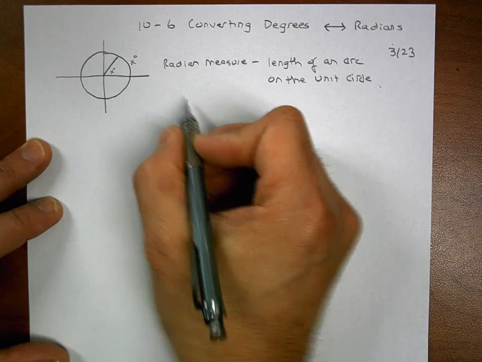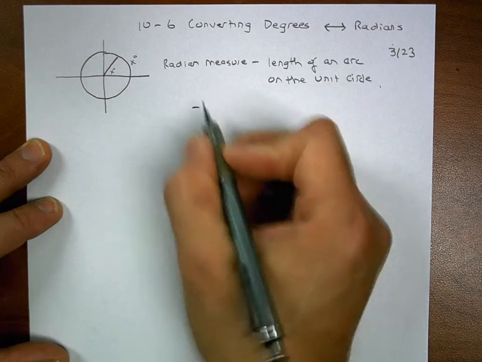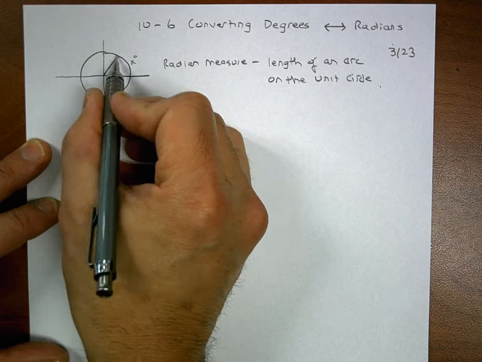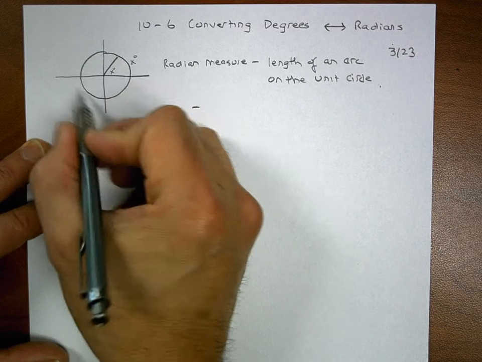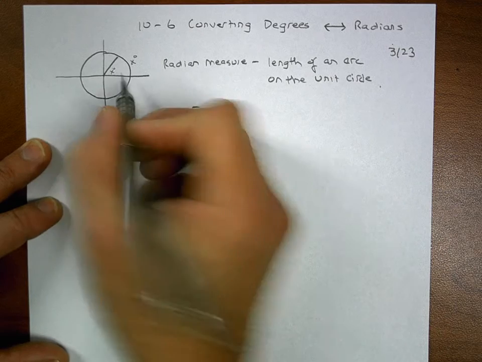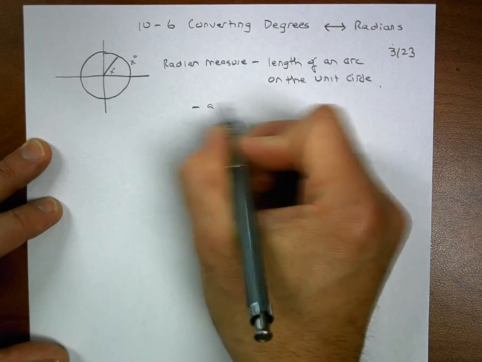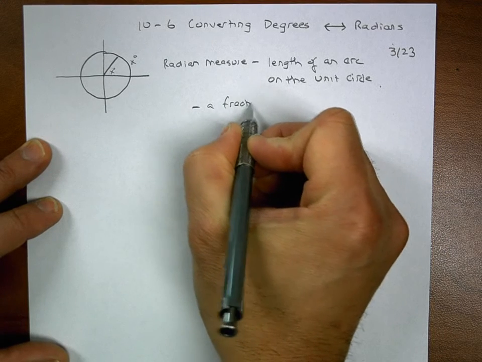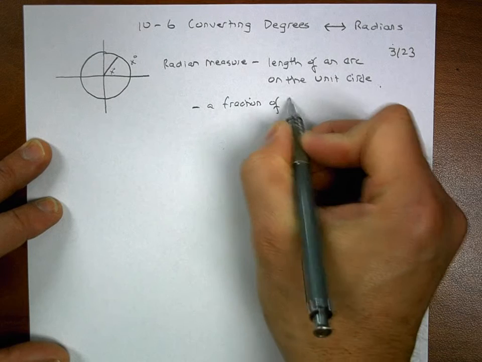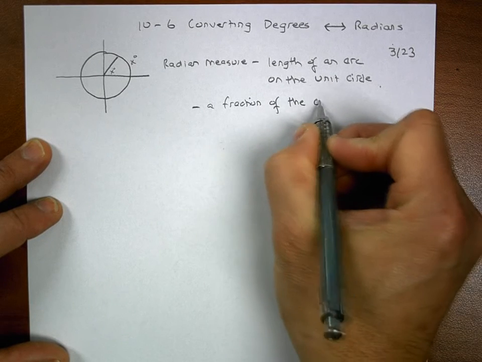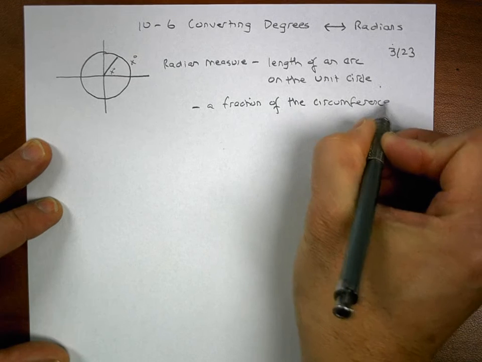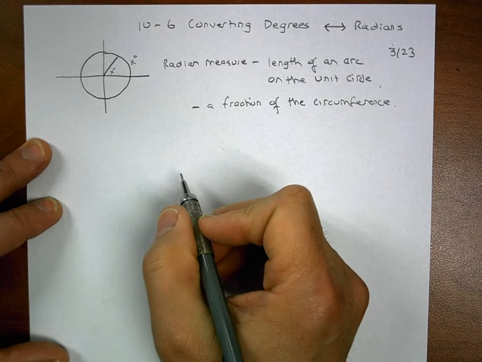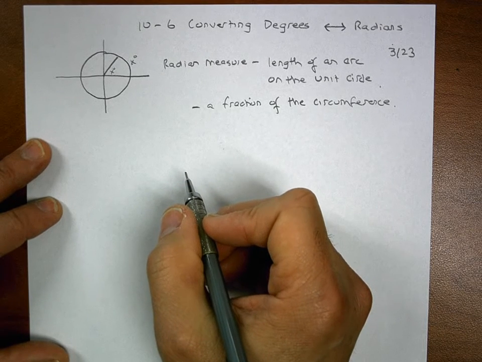Okay, and since it's the length of the arc, isn't it just part of the circumference? Yeah, it is. So it's a fraction of the circumference. That's the radian measure on a unit circle.